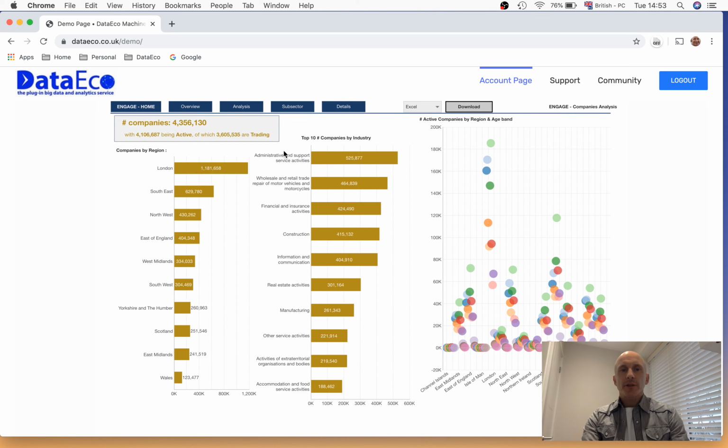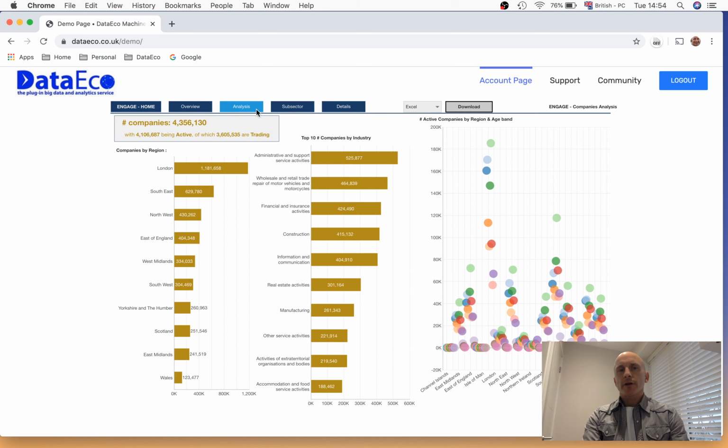What this perspective gives us is a breakdown across industry and region of some of the top sectors. We've also got an ageing diagram which gives us a little bit of an indication of how different age groups of companies are, and you can see that in London, newer companies, startups, are moving quite rapidly over the last couple of years. There's been quite a high number of them.